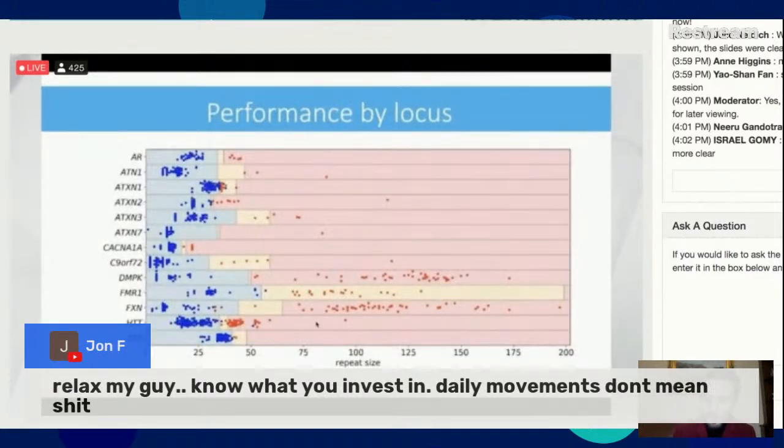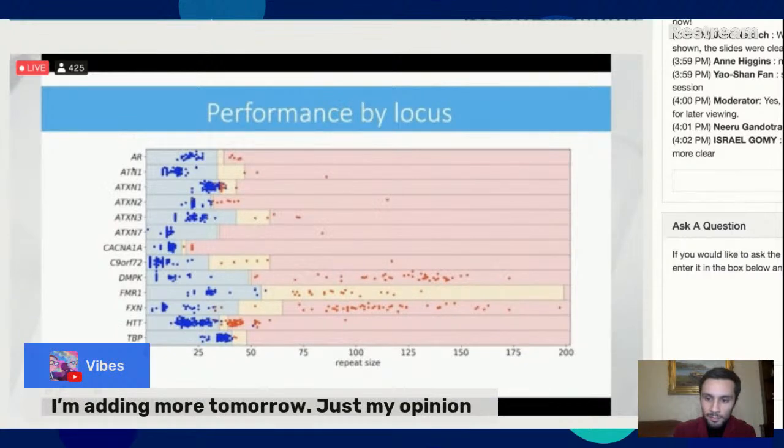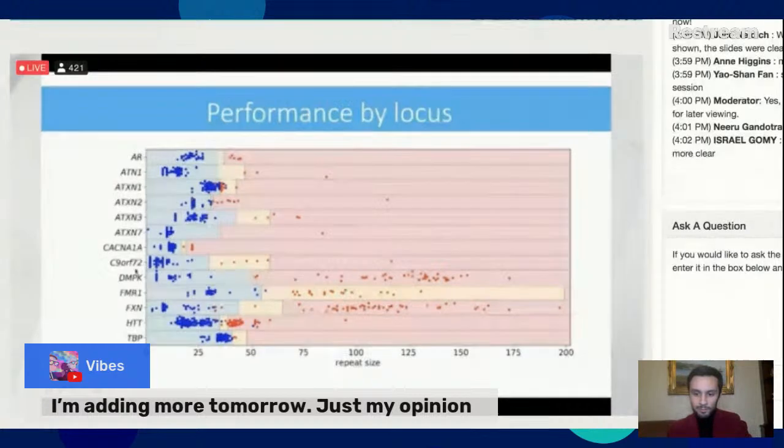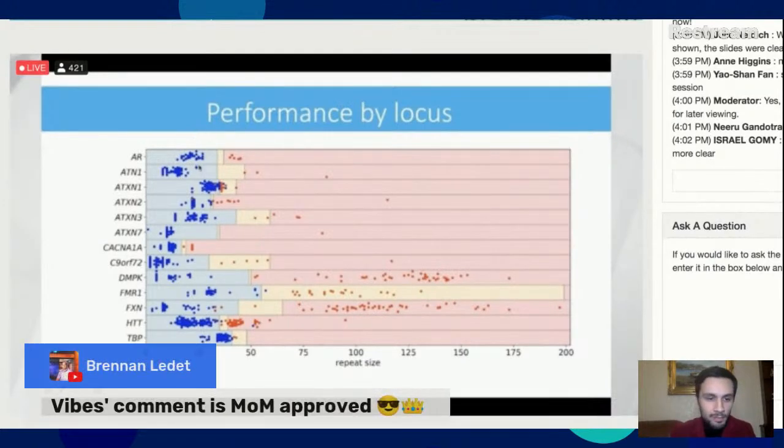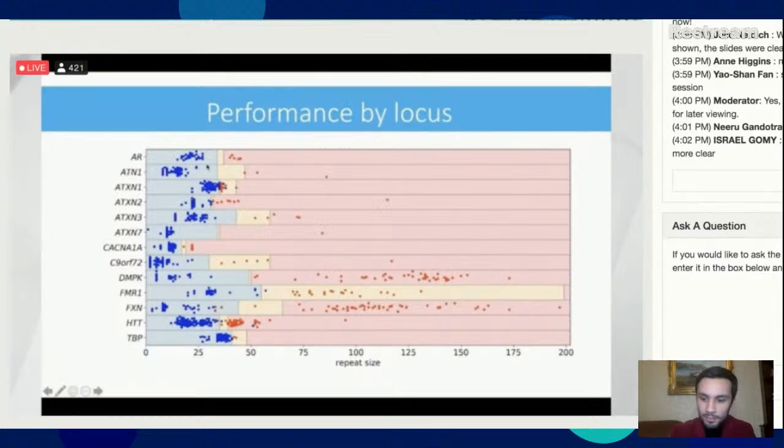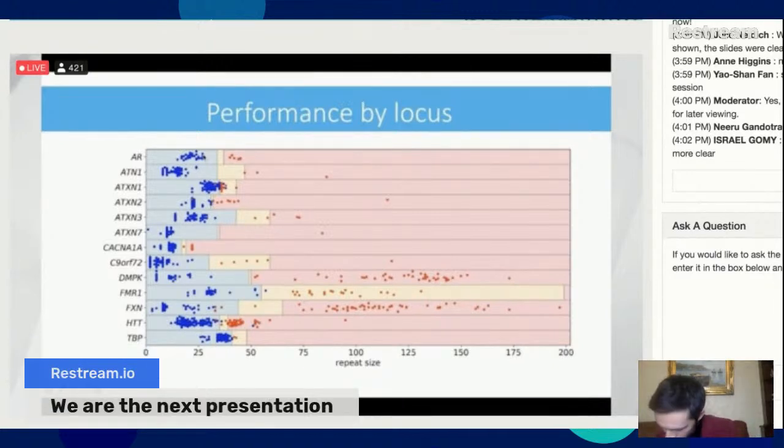Looking at the breakdown of the performance by locus, we've got here on the y-axis all the different repeat expansion loci: androgen receptor, ataxin 1, 2, 3, 7, and so on. And on the x-axis, the repeat size. The background color represents the status of each allele predicted by PCR, and the color of the dot represents the estimate performed on that allele by WGS.